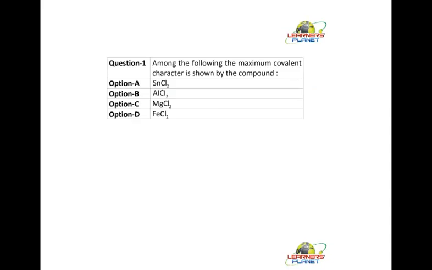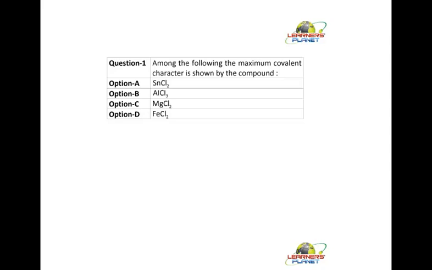Now this is the very first question. These are the questions which were there in the chemistry paper of 2011. The question is that among the following, the maximum covalent character is shown by the compound. As soon as you get such questions where the covalency or the ionic character of a compound is asked, do remember Fajan's rule. Just recall that Fajan's rule.